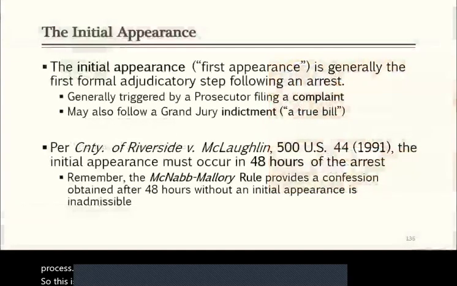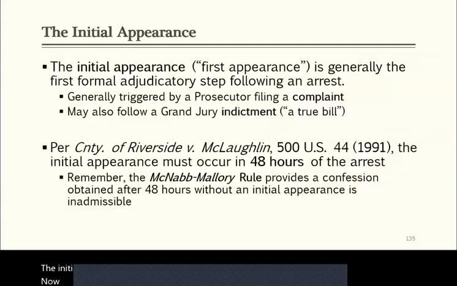So the initial appearance, sometimes referred to as the first appearance, is generally the first formal adjudicatory step following an arrest. Okay? So this is what's going to happen after a prosecutor files a complaint. It may also happen after a grand jury indictment. Remember, a true bill. Now, per County of Riverside versus McLaughlin, a 1991 case, the initial appearance must occur within 48 hours of the arrest.